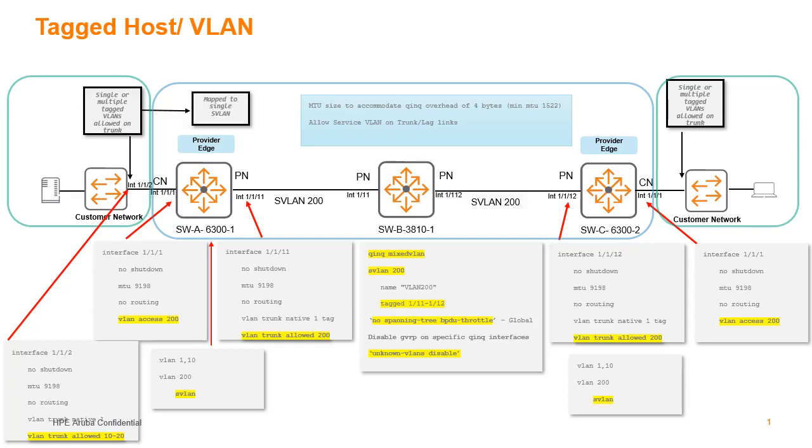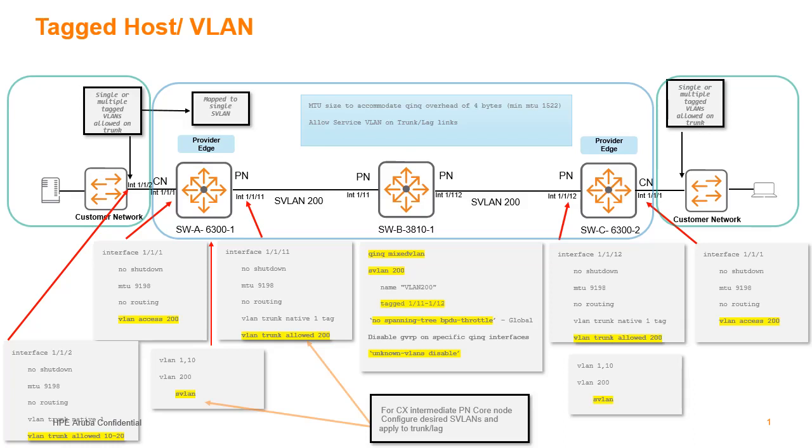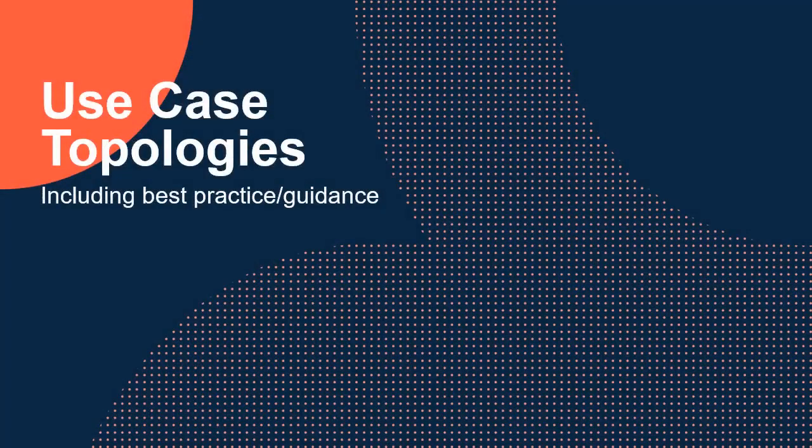And if using an intermediate PN node in the core provider network, the configuration required is just to create the appropriate SVLANs and allow those SVLANs on the appropriate trunk or LAG interfaces. And it really is that simple. Let's now look at some use cases and topologies and some general guidance on how to deliver QinQ.